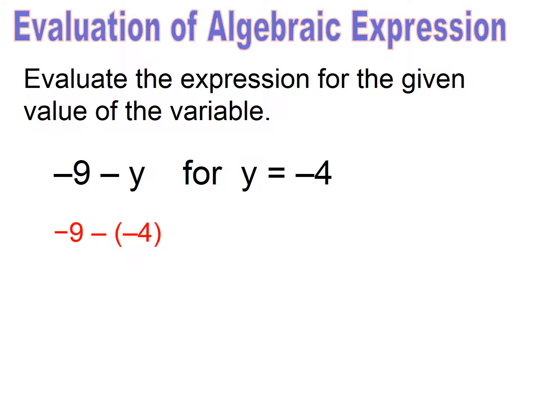Pause and try. In this case, you get that double negative changes to a plus, and you see you have different signs. Different signs mean you subtract and keep the sign of the higher number. So you end up with a negative 5.